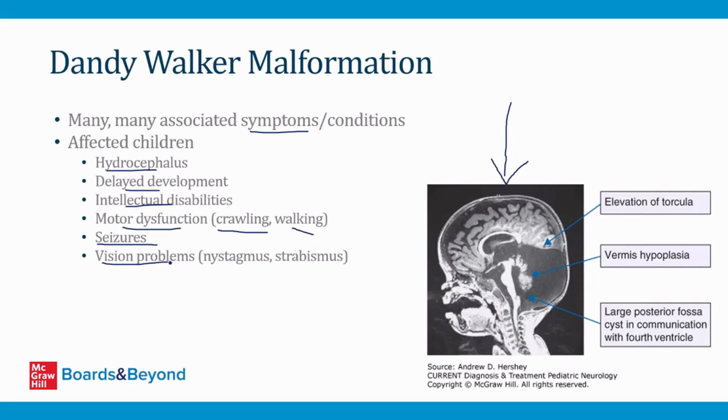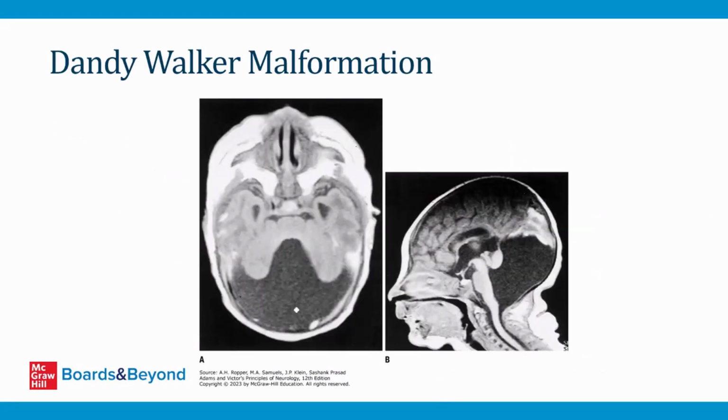And here's a couple more images of this condition just to show you how obvious the enlarged fourth ventricle is. You can see this enormous fourth ventricle here. You can see another one here. These are all classic findings that you could see in a person with Dandy-Walker malformation. And that concludes our video on neuroembryology.